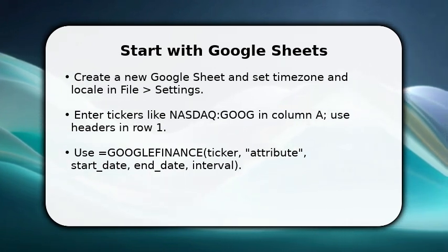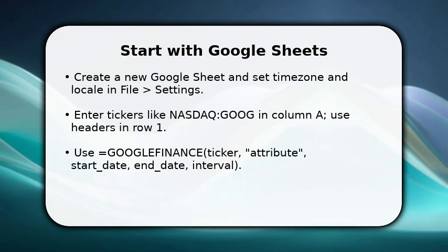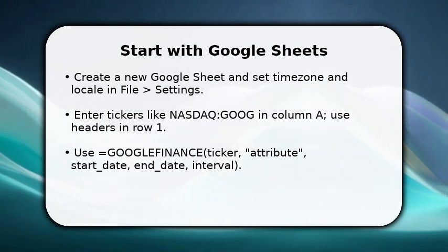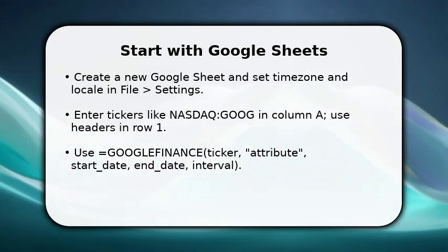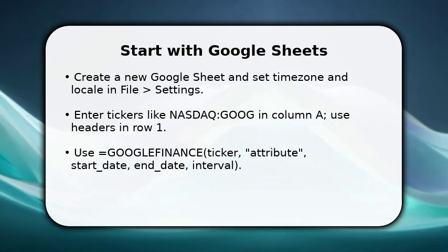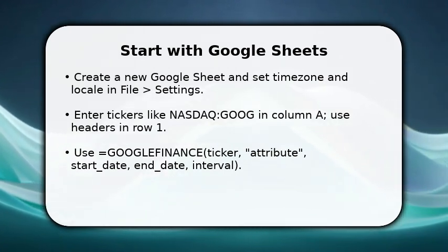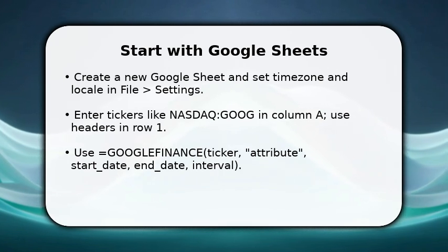Make sure to include dates and interval for historical series. This gives immediate live or historical rows you can inspect. The why: Sheets handles authentication and formatting, so you avoid scraping and can iterate quickly.